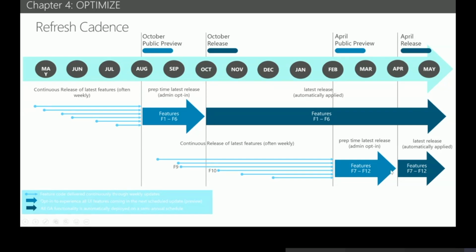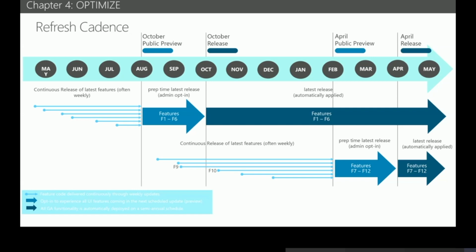And so for the next release, we'll be delivering features 7 to 12. On a sandbox, you could bring them in immediately and look at them on a weekly basis. But generally speaking, you're going to look at them seriously in the public preview and then adopt them potentially in the next release cycle starting next April. So that's the refresh cadence. There will also be more detail in the supporting tech talk below this chapter.